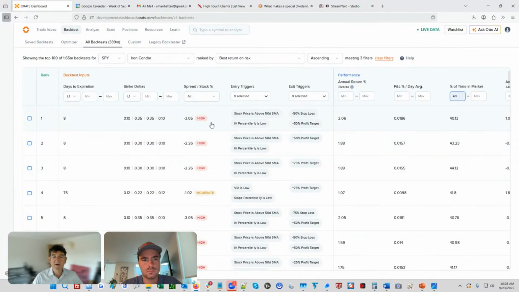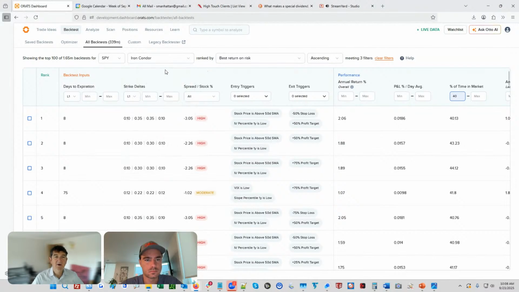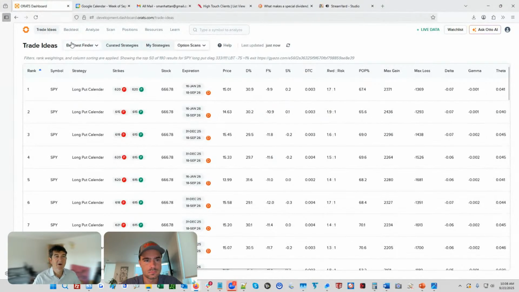So what we do is we go through all these. We actually do a selected number of ETFs and stocks, and select a number of strategies on the back end, and throw them into the trade ideas.